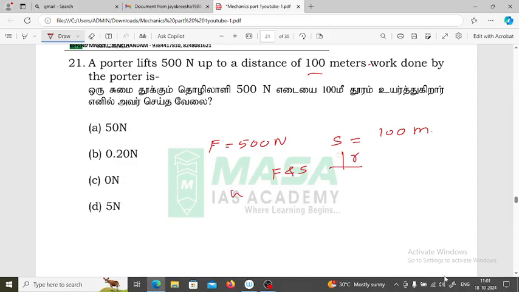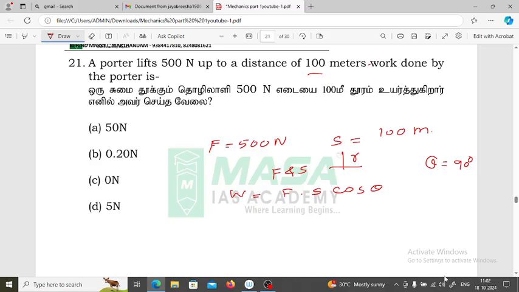So the work done formula: W is equal to F S cos theta. Fs cos theta is the formula for work done. Here theta is equal to 90 degree. The porter lifts a weight of 500 Newton through a distance of 100 meters.